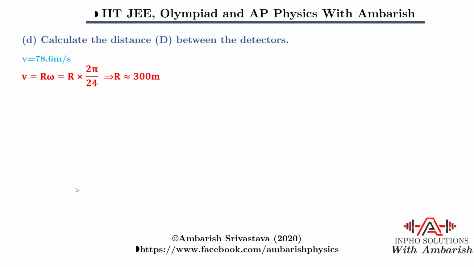Now, the speed we found in the last slide. The speed of the source came out to be 78.6 meters per second, and this speed should be equal to r times omega. How do we find omega? Recall that the time period of revolution was 24 seconds. So 2 pi radians in 24 seconds gives us omega of 2 pi by 24. So r times 2 pi by 24 should be 78.6, and if you solve this, you get the radius as 300 meters.